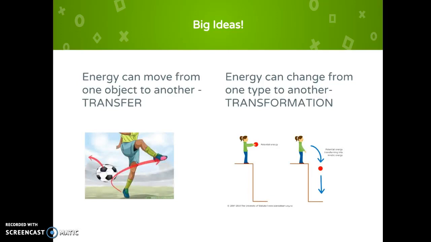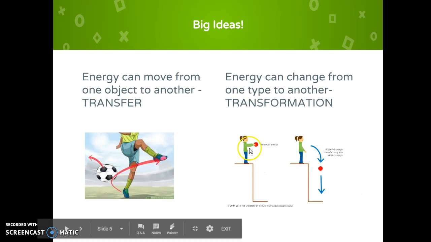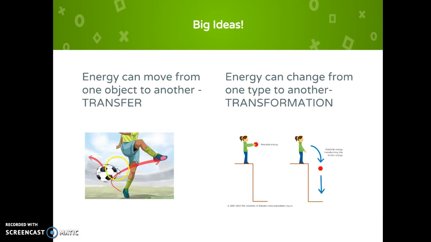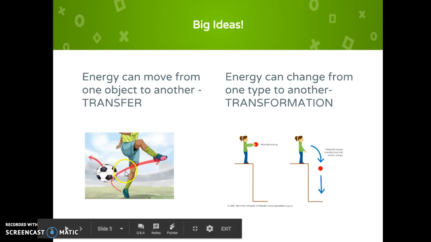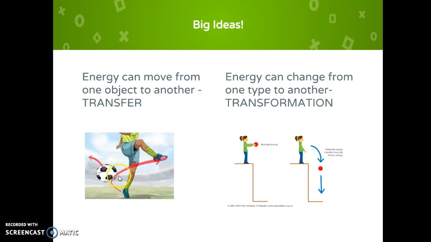A transfer is when energy moves from one object to another. In this example, the soccer player is kicking the ball. The kinetic energy, the motion energy of the leg, is transferred or moved into the ball. The ball has the energy and moves. There's no change in the energy type. It's kinetic energy of motion from the leg going to kinetic energy of motion in the ball.